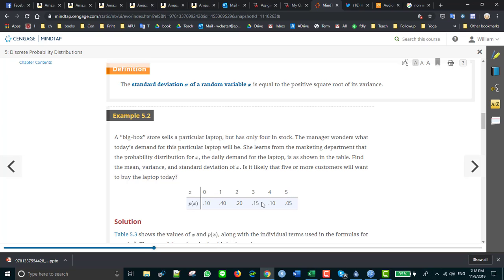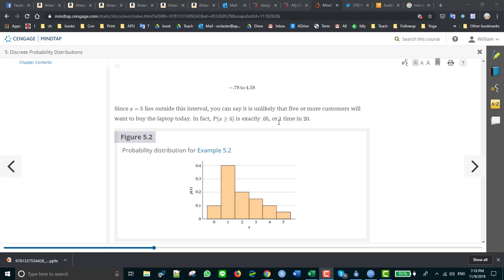Well, I think all these numbers add up to 1. So anyway, the chance that 5 people will ask for the laptop is only 5%. So we would call that unlikely, probably. So the answer would be no, it's not likely that 5 or more customers will want to buy the laptop. Okay, and you can read that here.